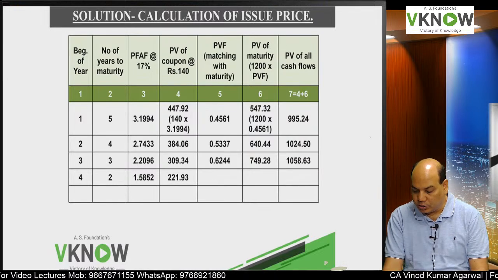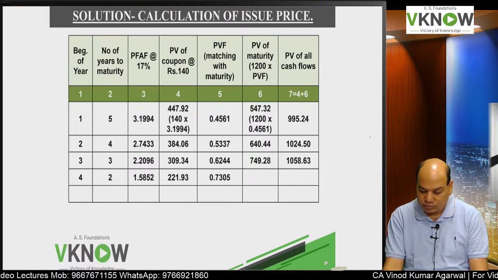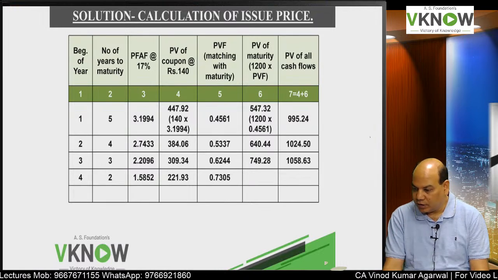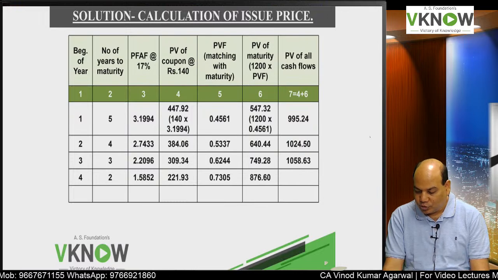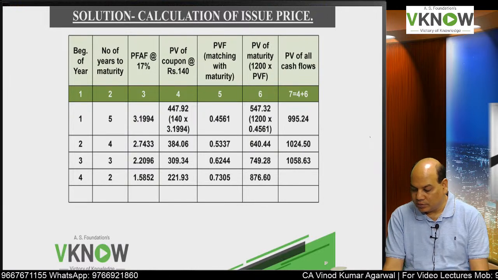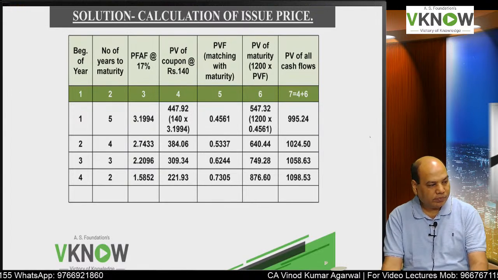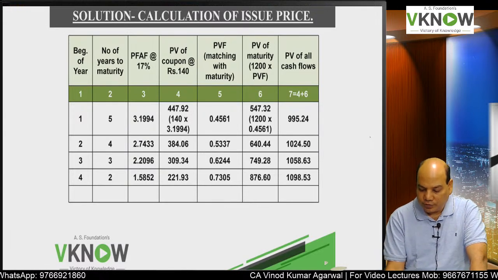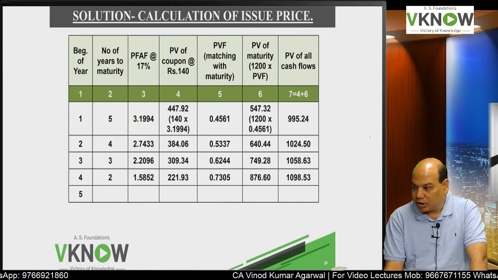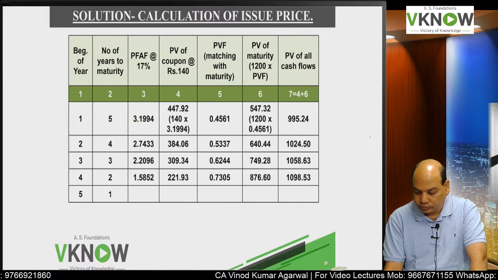Present value of coupon is 221.93. Second year factor is 0.7305. 1200 into 0.7305 is 876.60. Take the total: 1098.53. And now we are at the beginning of year 5.